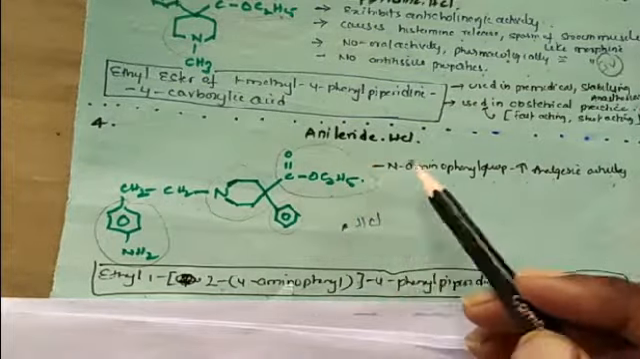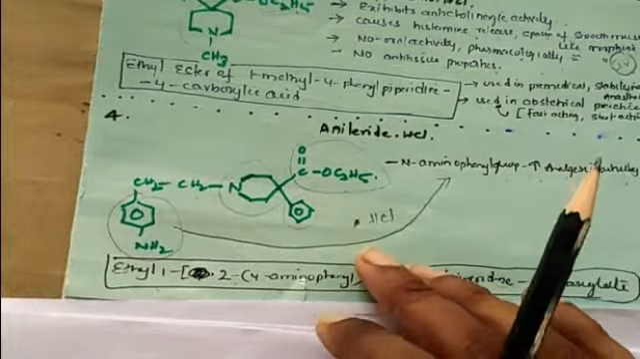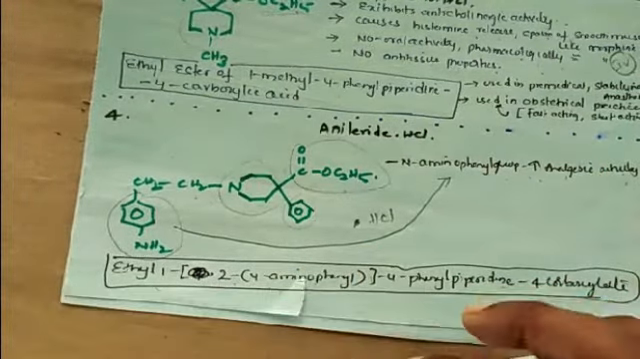This is the structure of anileridine, and it has an amino phenyl group. The amino phenyl group increases analgesic activity. Its presence increases activity. So this amino phenyl group in the anileridine molecule is the cause for the enhanced analgesic activity. This is about the structure of anileridine.